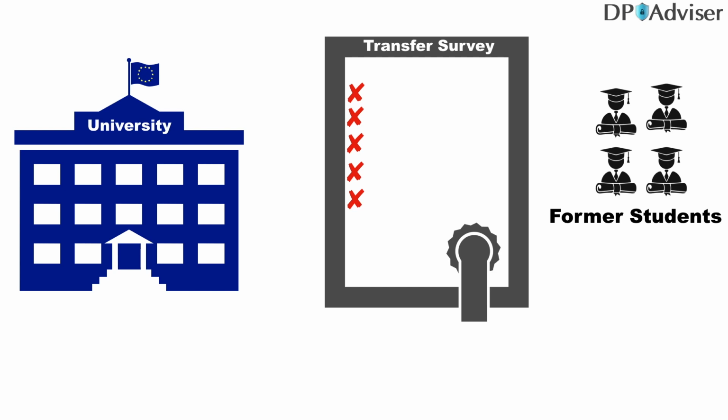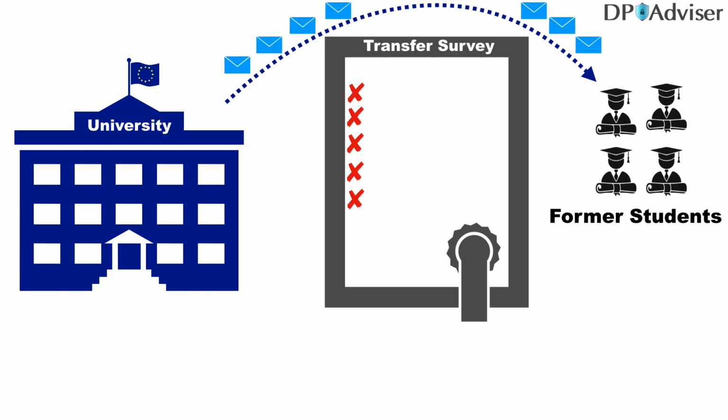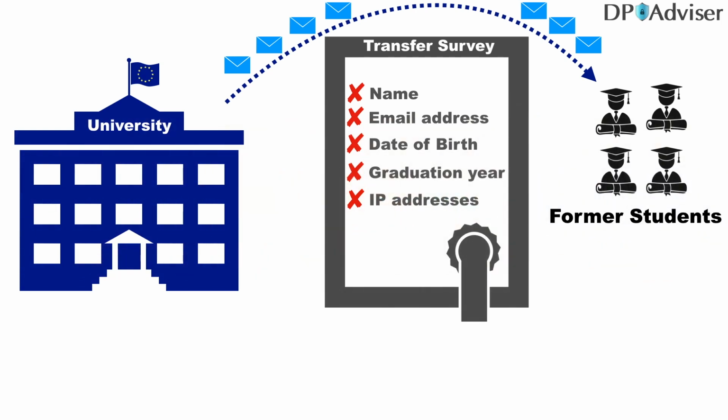A private university wants to learn how many of its former students transferred to a new university, and if so, which university. For this purpose, the university collects the data of all its students who transferred during the last 10 years by emailing them and requesting that they participate in an online survey. To anonymize the data, the survey does not include questions concerning name, email address, date of birth, or the year in which they graduated. Also, it does not record the IP addresses of the individual participants.